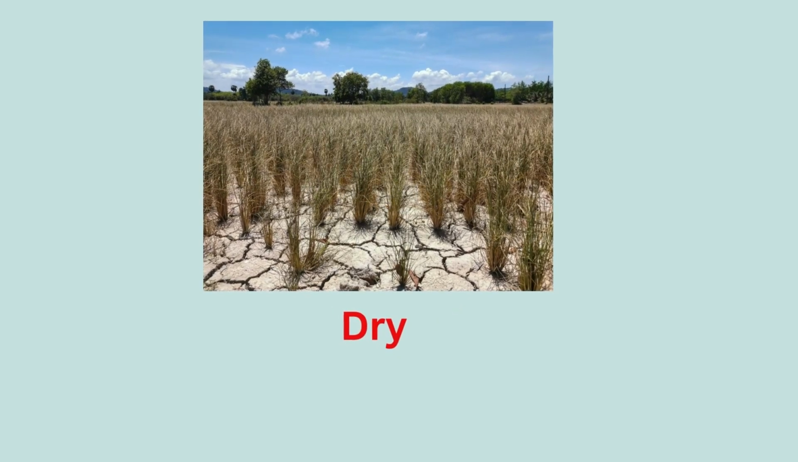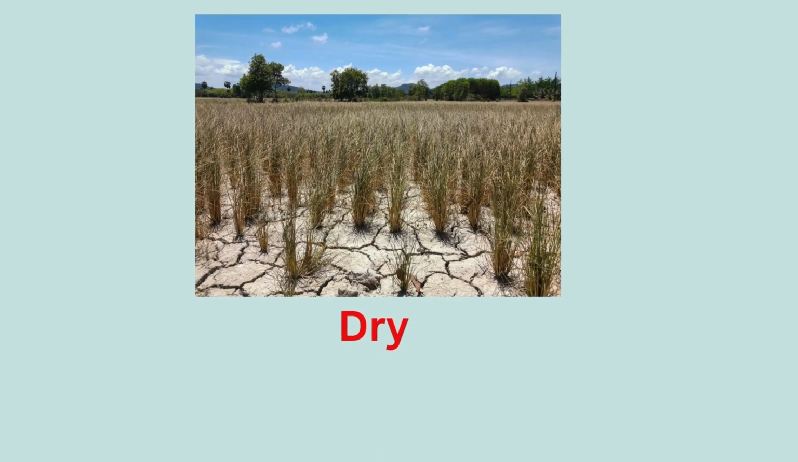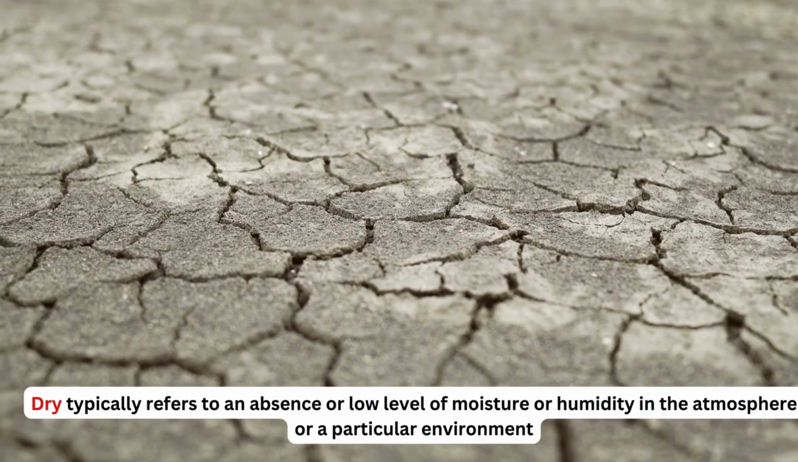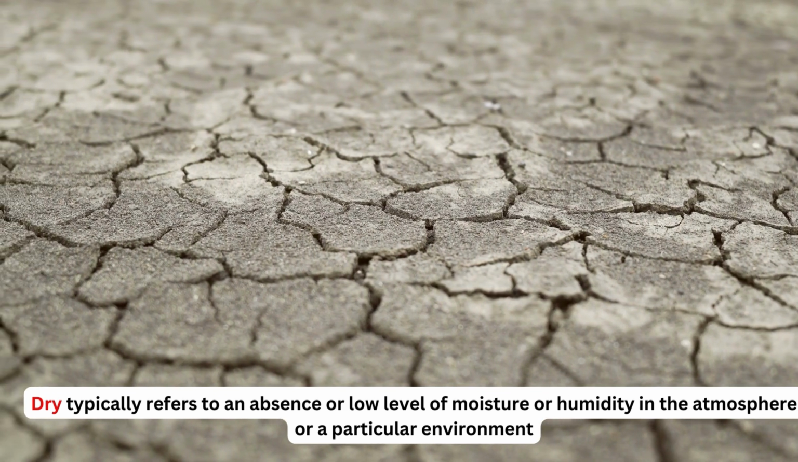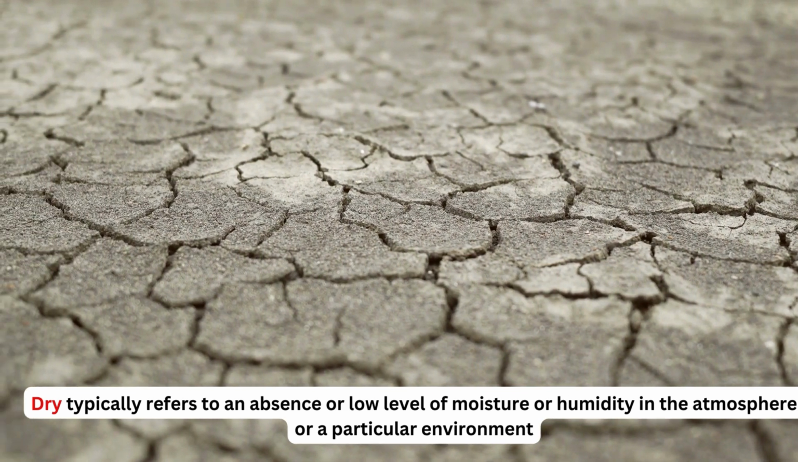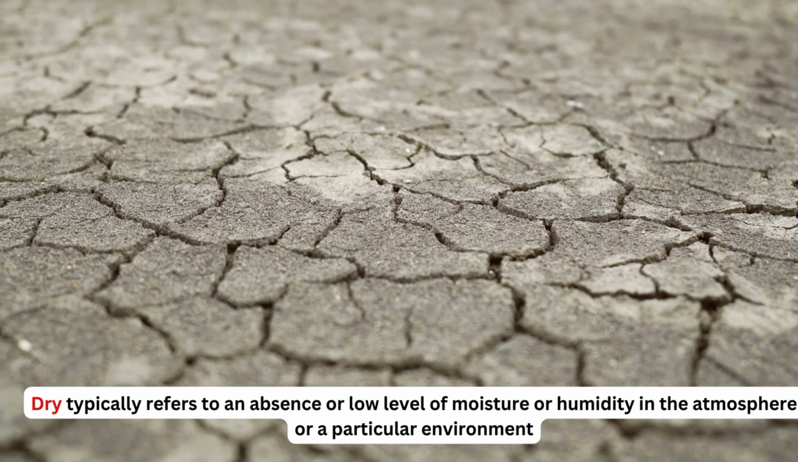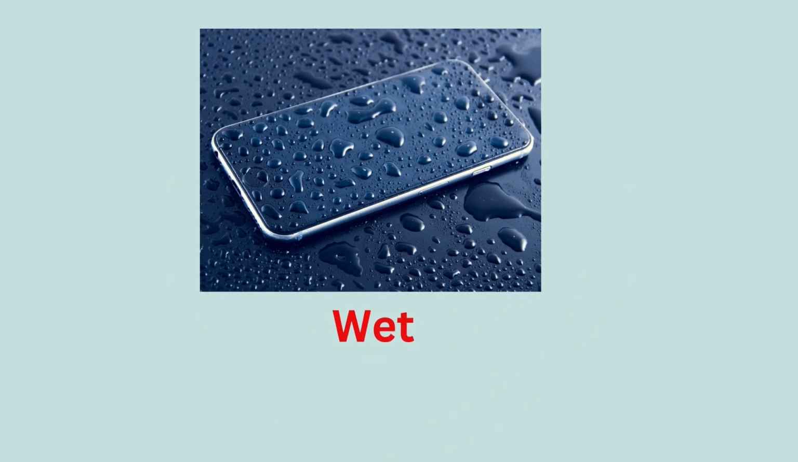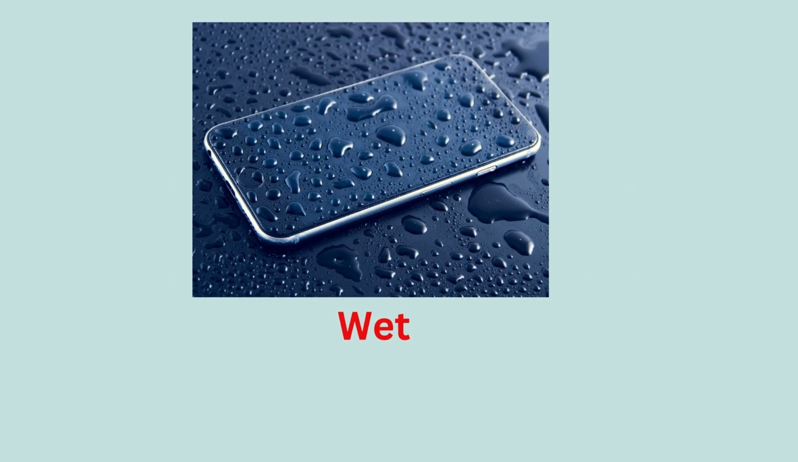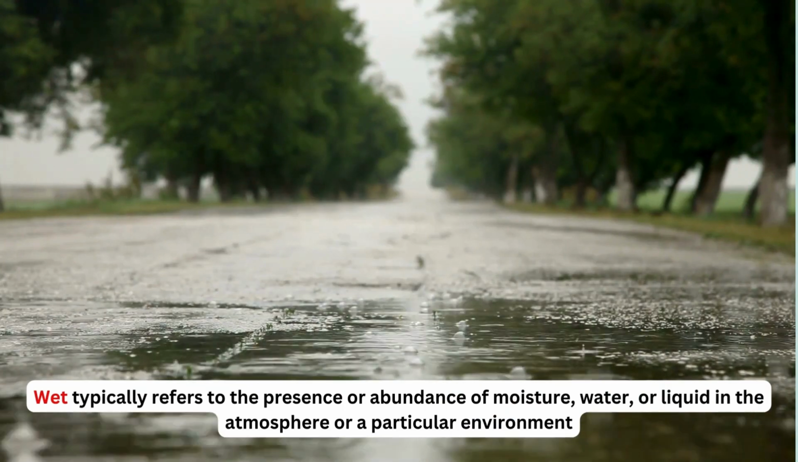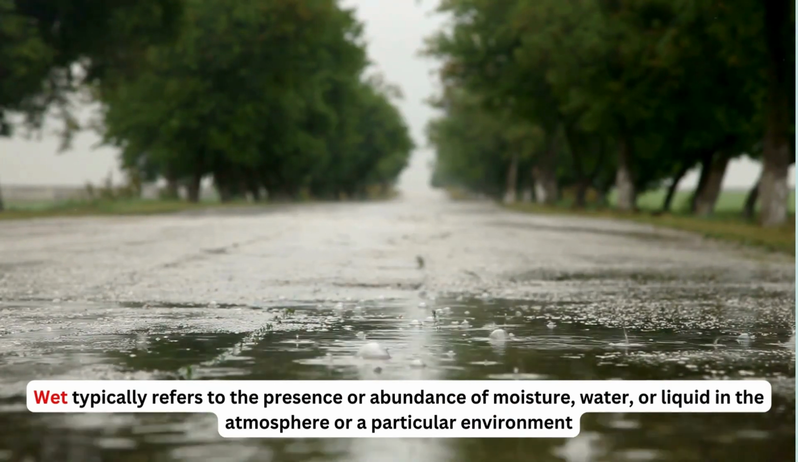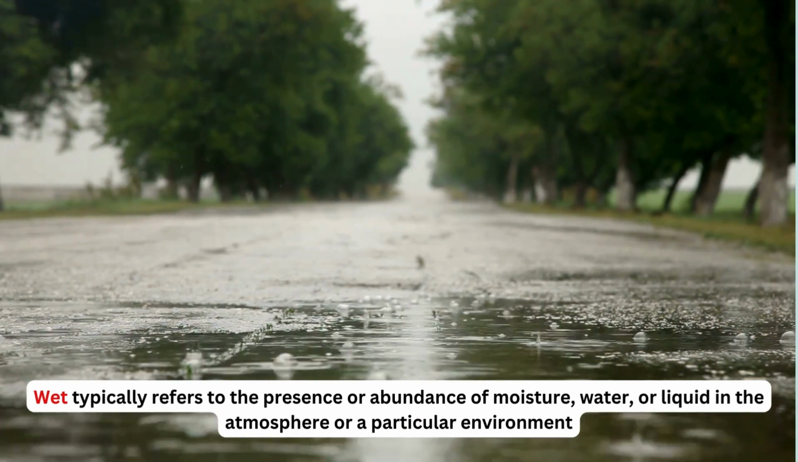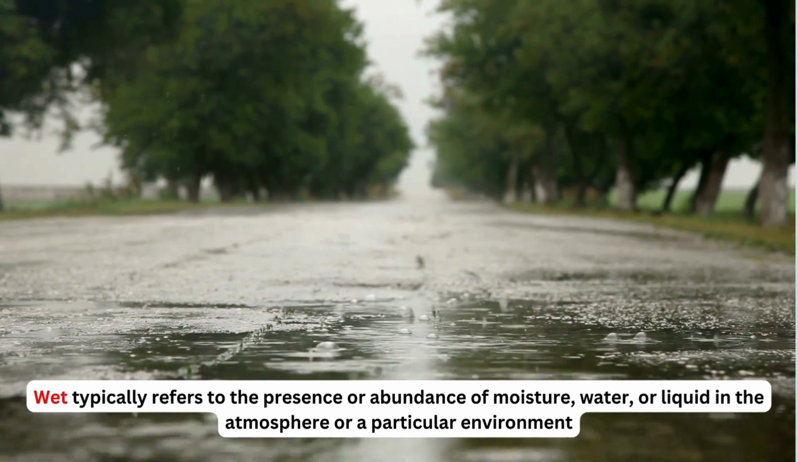Dry. Dry typically refers to an absence or low level of moisture or humidity in the atmosphere or a particular environment. Wet. Wet typically refers to the presence or abundance of moisture, water, or liquid in the atmosphere or a particular environment.